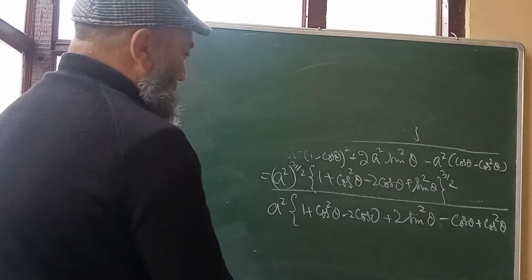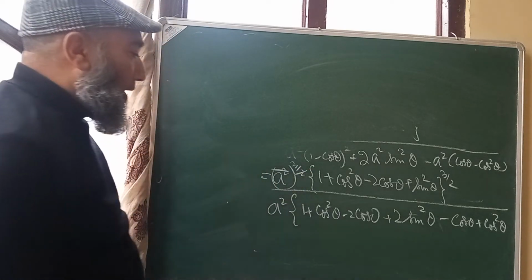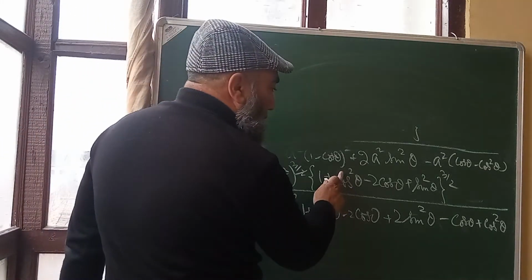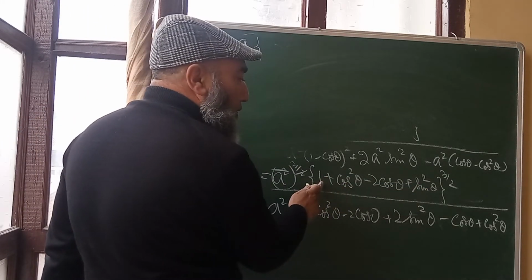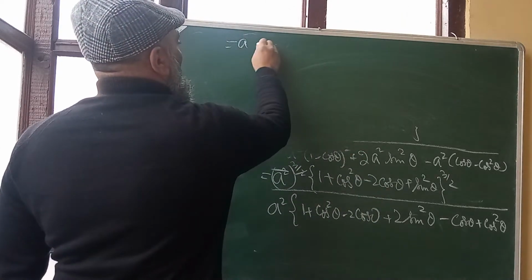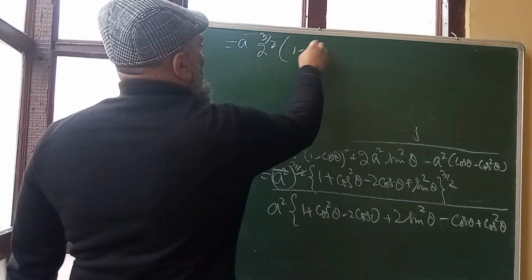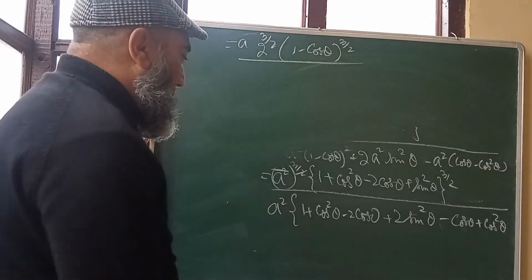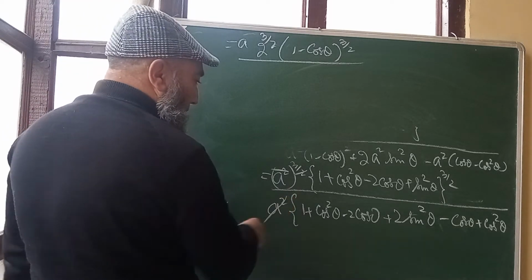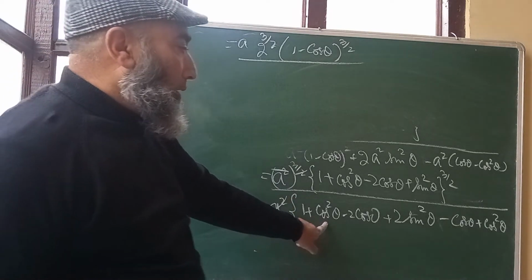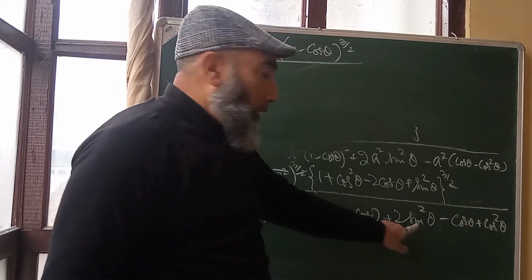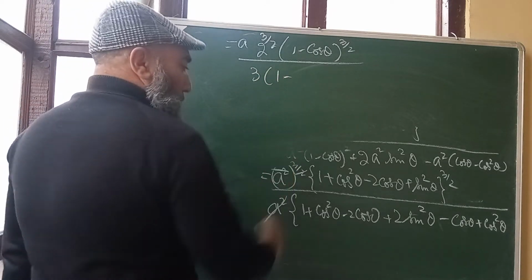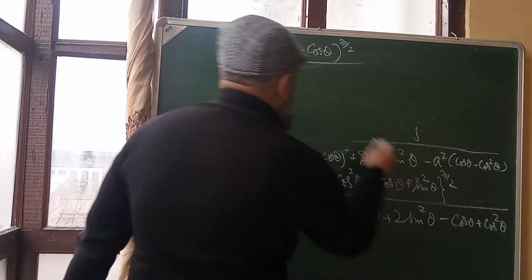See, this is a cube. A cube by a square is a only. This is sine square plus cos square, which is 1. 1 plus 1 is 2. 2 minus 2, which is twice. 1 minus cos theta raised power 3 by 2. Then a square, that is finished. Now cos square, just 2 cos square plus 2 sine square. So it is 2 plus 1 is 3. Minus 2 cos theta minus cos theta. So minus cos theta.